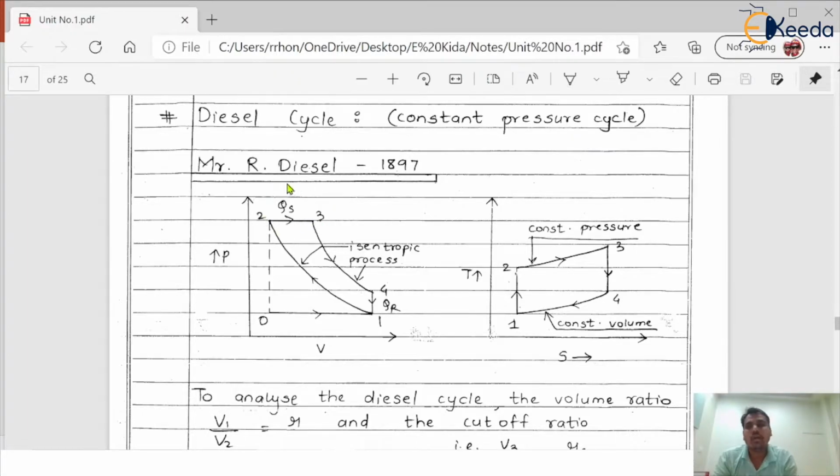That's why this cycle is called a constant pressure cycle. In the year 1897, Mr. R. Diesel invented this particular cycle, and after his name, this cycle was named the diesel cycle. Now here we have the pressure versus volume diagram and the temperature versus enthalpy diagram. Similarly, this PV diagram shows the different pressures and volumes during the process of the diesel cycle, and this shows the temperature and enthalpy during the whole process of this diesel cycle.